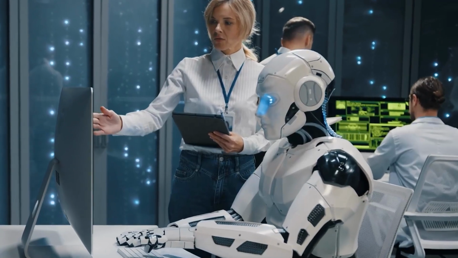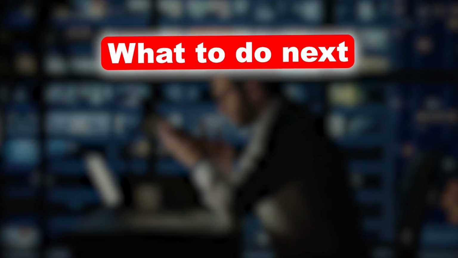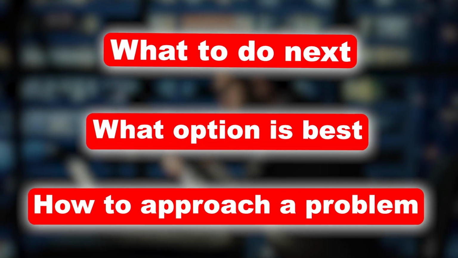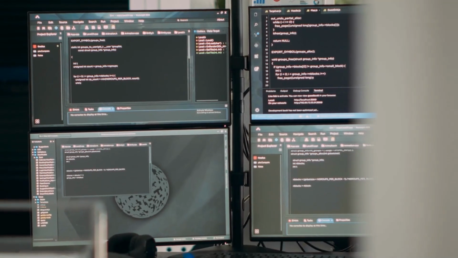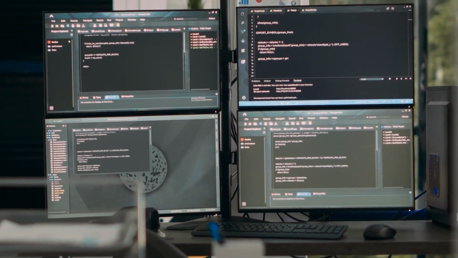One powerful but overlooked area of automation is decision support. Many people spend time deciding what to do next, what option is best, or how to approach a problem. AI can help by analyzing options, listing pros and cons, and suggesting strategies. While the final decision is still yours, the thinking process becomes faster and clearer.